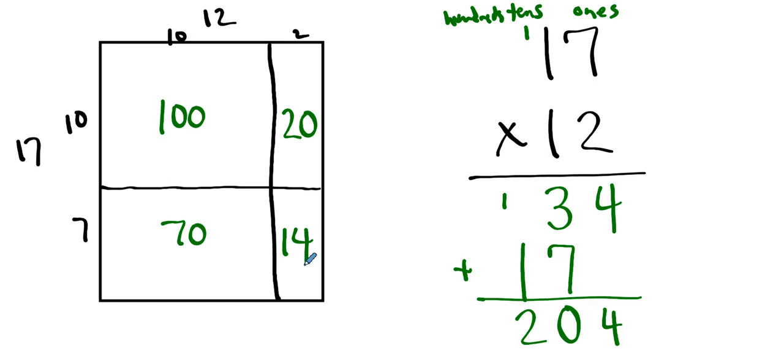Do you see where all of these are down there? Do you see where they are? Do you see where the 100 is, where the 70 is, where the 14 is, where the 20 is? Because if you can see how this works, you can see how this works. It is very doable from there.